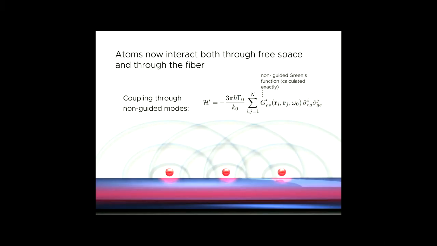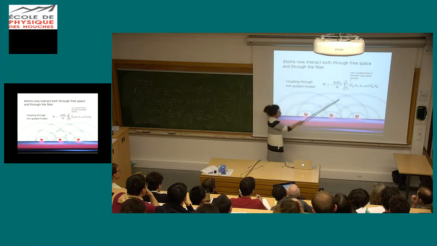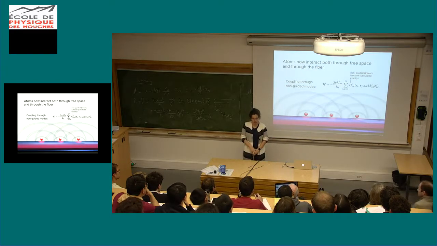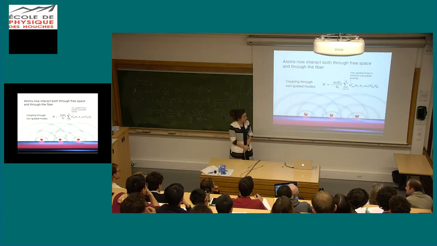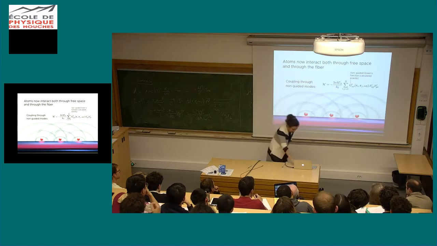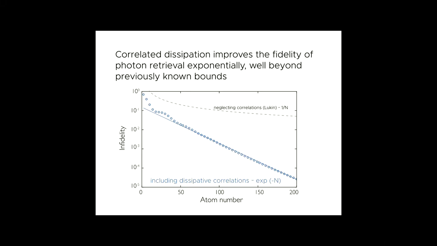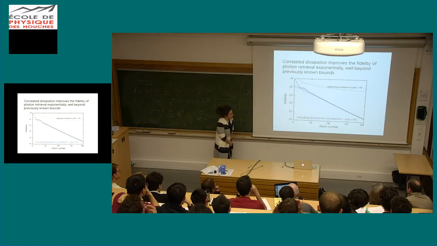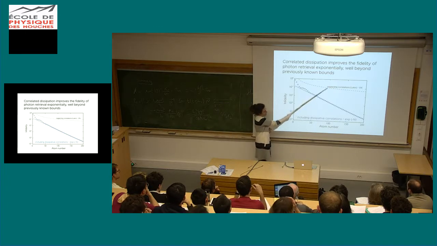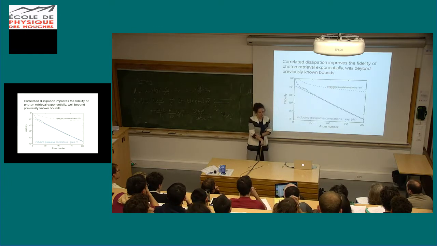And there is also the free space Green's function that now is a bit modified by the presence of the fiber, okay? So you could just do free space here, but we were sophisticated and considered the modification of free space by the presence of the fiber. But we can also calculate that exactly. And so once we do that, we can calculate whether you can take advantage of subradiance, and this is the answer. So this is the error that you make in your memory versus atom number. This is the previous scaling, and you can do exponentially better, okay?